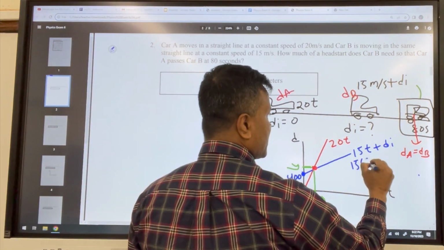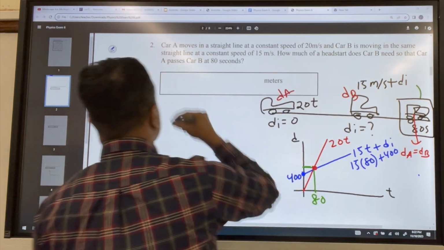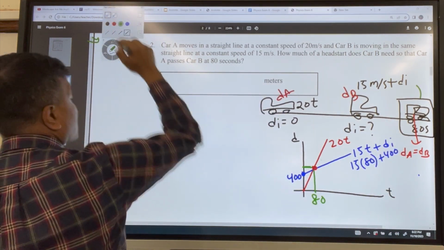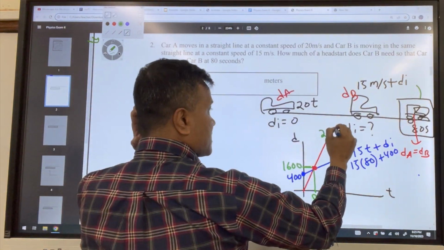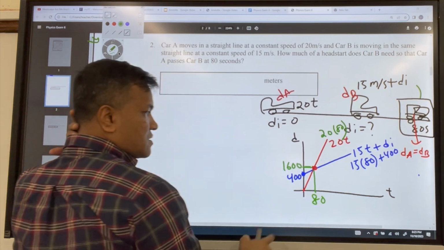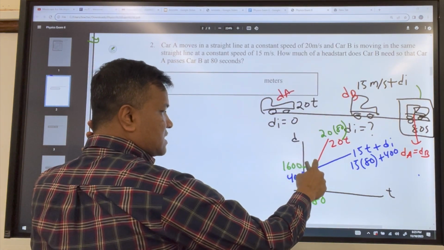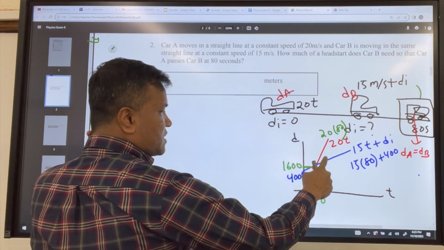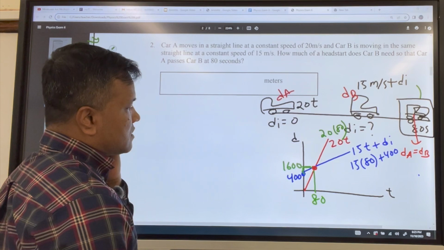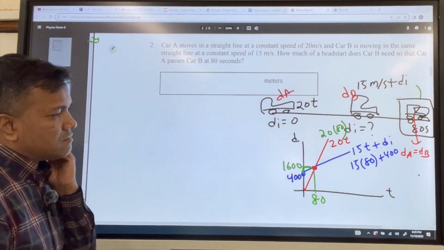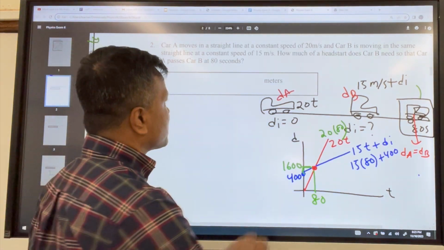15 times 80 plus 400, so y is 1600. Okay, 1600. Or 20 times 80 is 1600, right? So the red moves 1600 from 0 to 1600. Blue moves from 400 to 1600. So blue only moves like 1200 meters, while the red moves 1600. Okay, that was problem number 2.